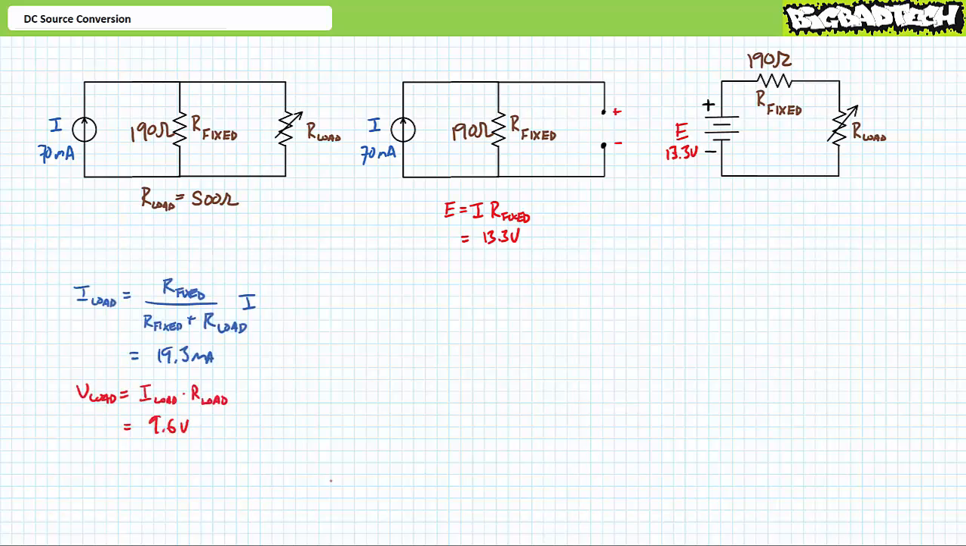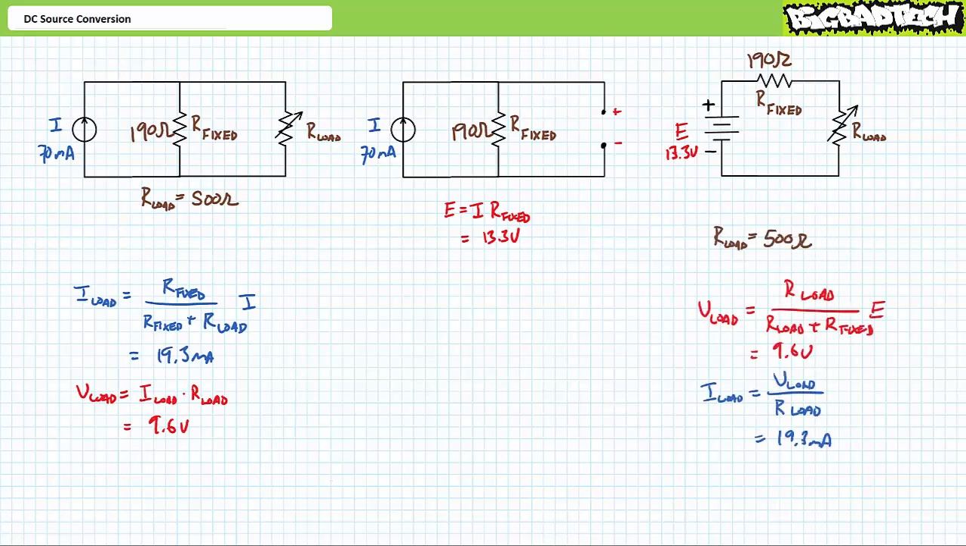As proof of this equivalency, our original configuration is a perfect setup for the DC current divider rule. With the load resistor set at 500 ohms, we know incoming current, and we know both resistances in a parallel combination of two elements. An application of the DC current divider rule demonstrates current through the variable load resistor set at 500 ohms will be 19.3 milliamperes. A subsequent application of Ohm's law demonstrates voltage across the variable load resistor will be 9.6 volts.